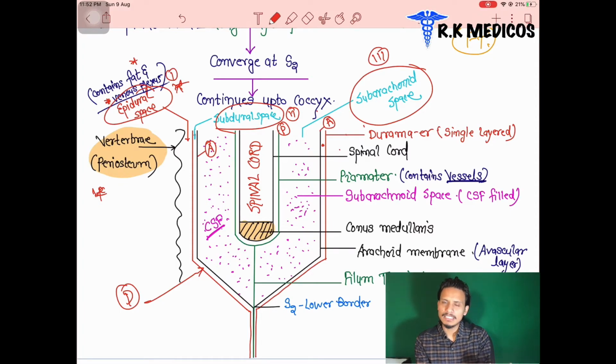They basically contain CSF. This all is the CSF, we can see here. So it is contained inside the subarachnoid space.